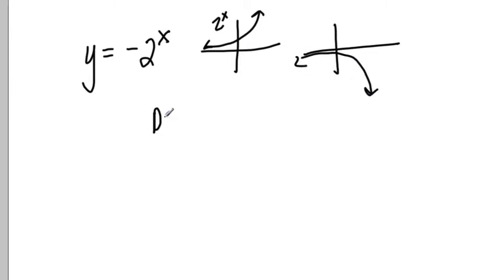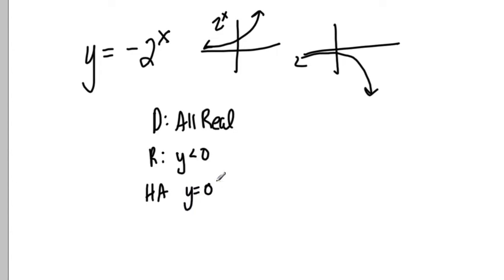Oh, that's ugly. What's the domain? All real. What's my range? All numbers less than 0. Y is less than 0. And what's my horizontal asymptote? Y equals 0. Are you with me? All right, you have 6 problems for your homework.